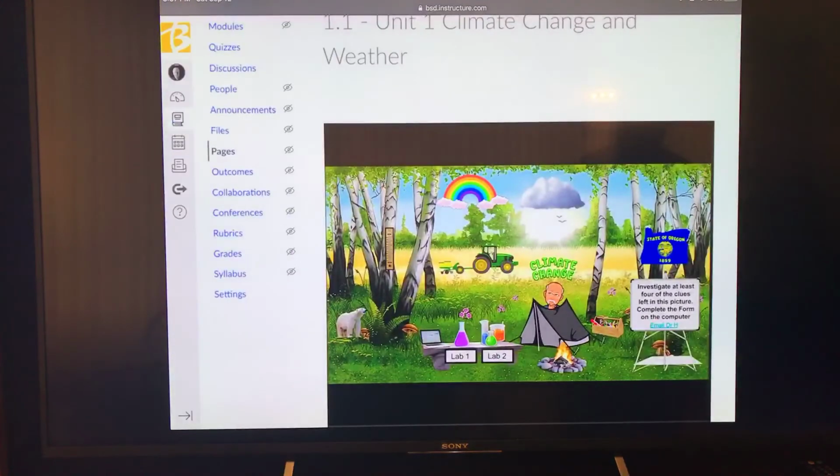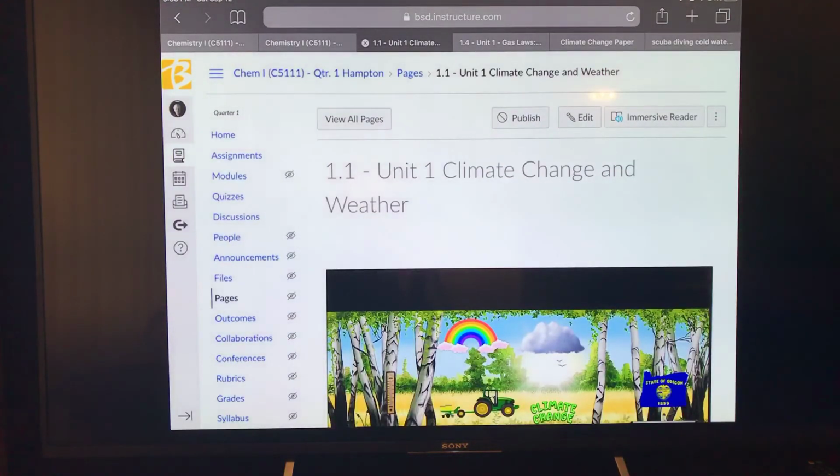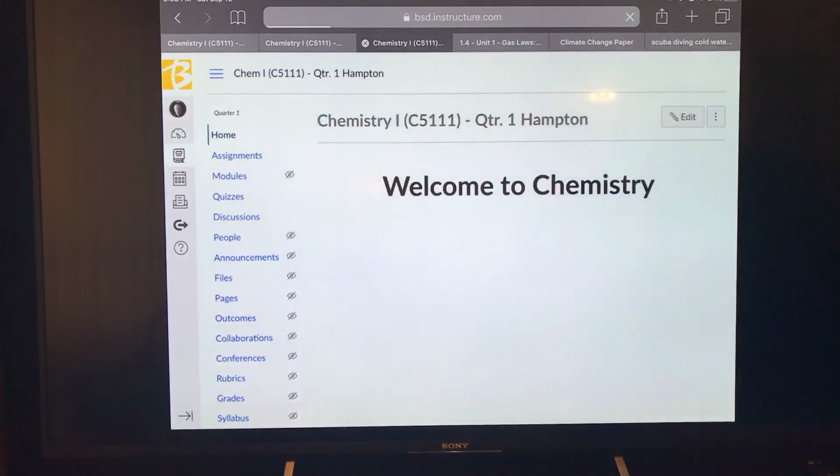All right. On the next one, Unit 1, Subunit 1.2. In Subunit 1.2, we were working on kinetic molecular theory. And so I'm going to ask you to explain kinetic molecular theory.